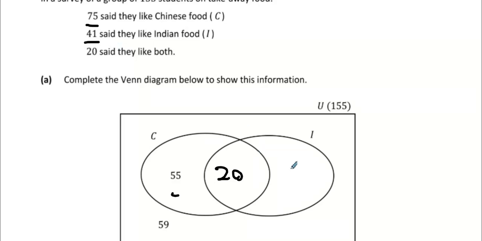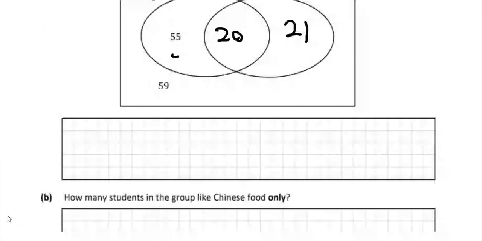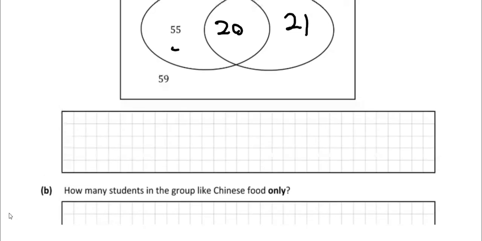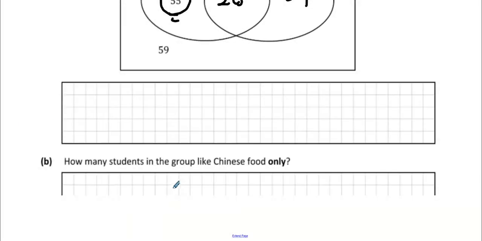41 people. So what does that mean? 21 in here. Why is it 21 in there? Yeah, Indian only. Okay, done. Shh. How many students like Chinese food only? 55. Chinese food only. That'd be your 55 people there. Is that okay? Any questions?